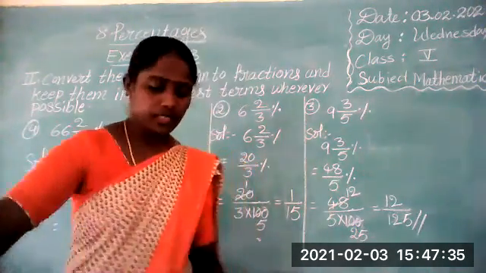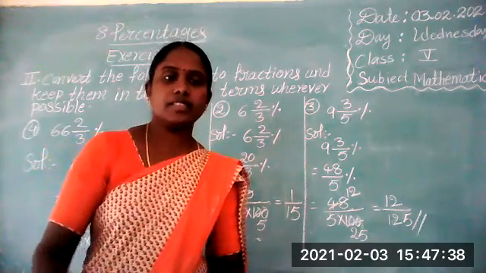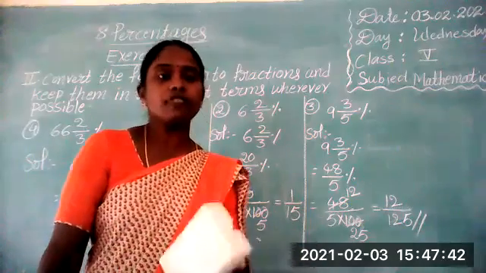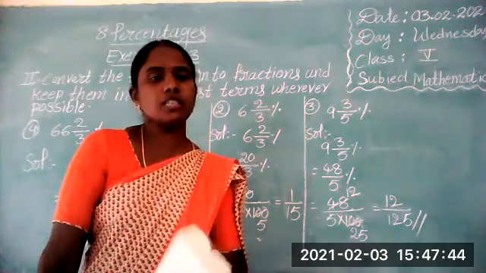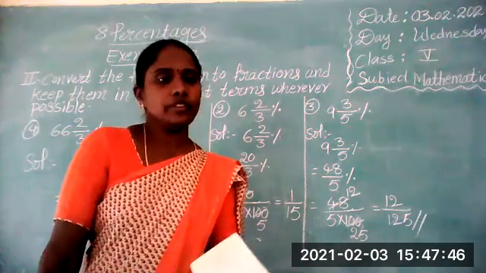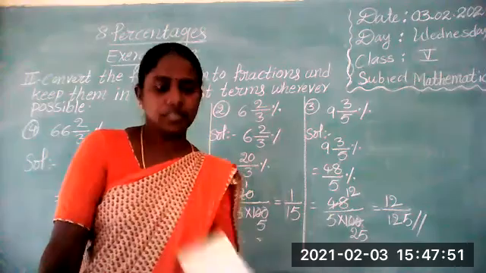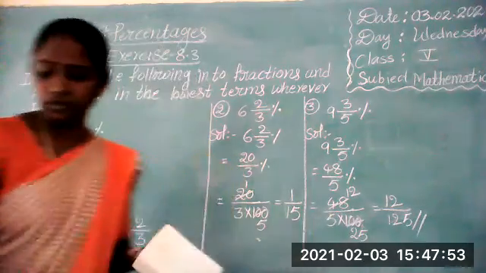Now, exercise 8.4. First bit: what is 25% of 40? What do we do? 25% of 40 means 25 by 100 into 40. You can do it like that only.